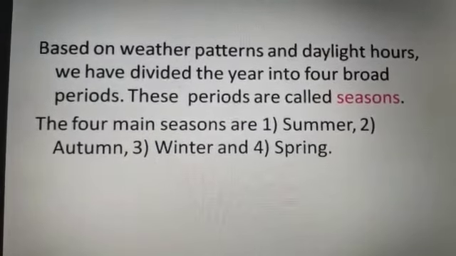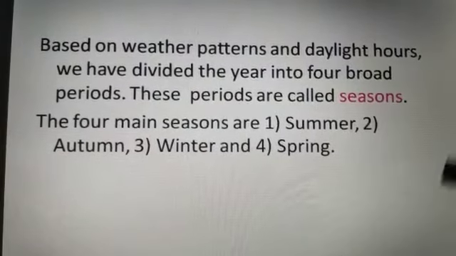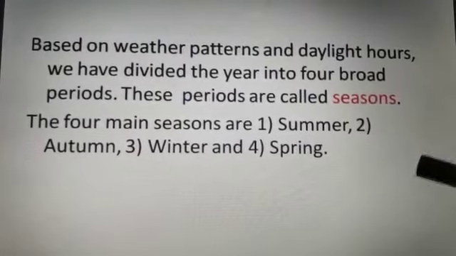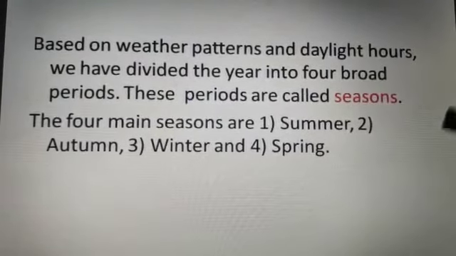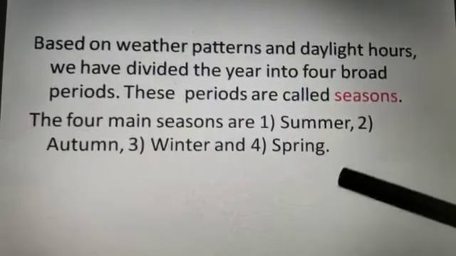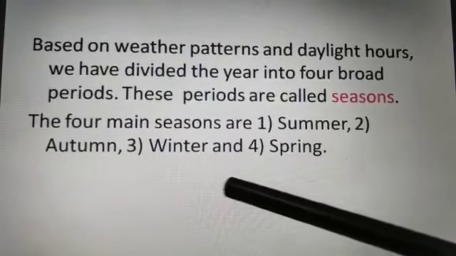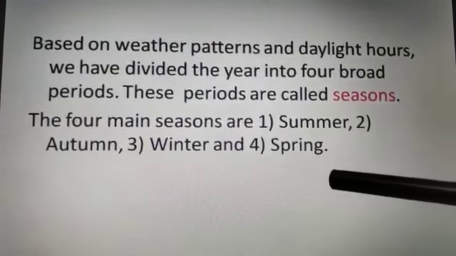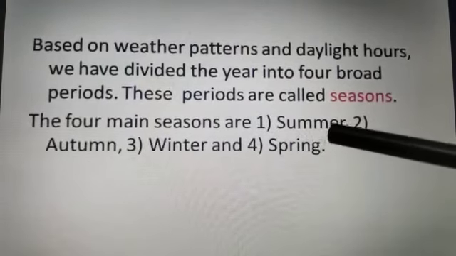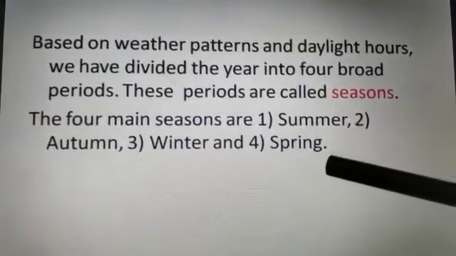Based on weather patterns and daylight hours, we have divided the year into 4 broad periods. These periods are called seasons. The 4 main seasons are number 1 summer, number 2 autumn, number 3 winter, and number 4 spring. So there are 4 main seasons. They are summer, autumn, winter, and spring.